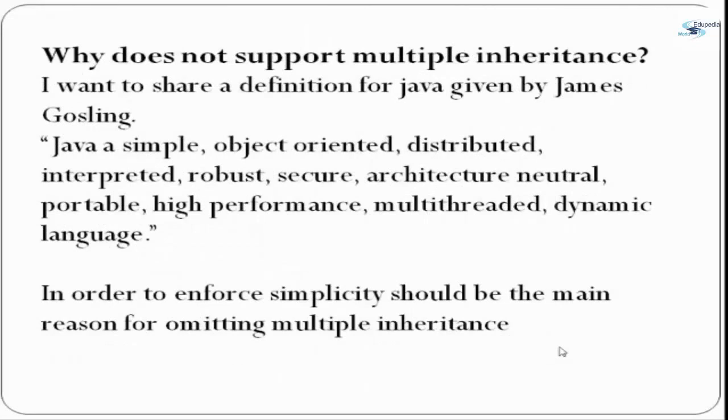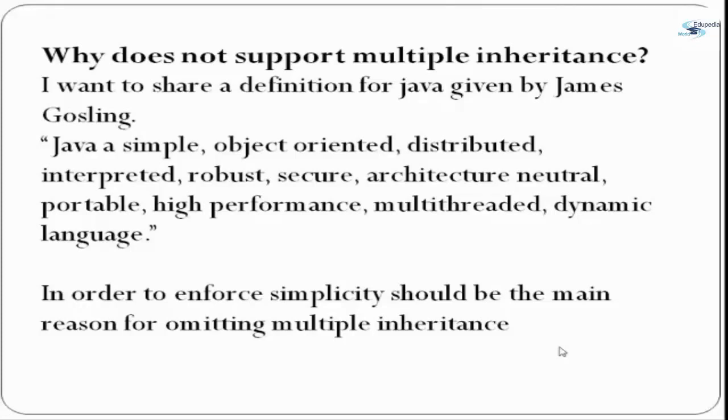So, why does Java not support multiple inheritance? Well, Java is described as simple, object oriented, distributed, and so on, and definitely in order to enforce simplicity. But why was multiple inheritance removed from Java, although it was there in C++? Well, the reason is the diamond problem. So what is the diamond problem?